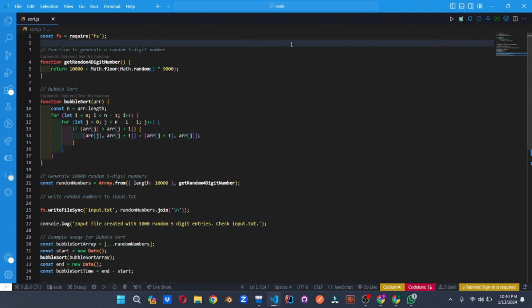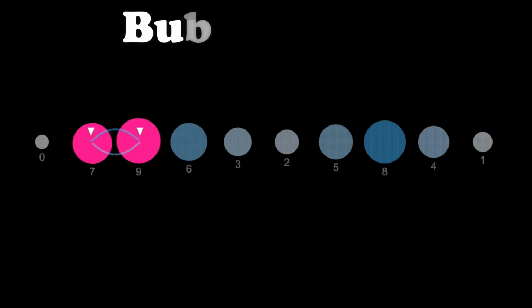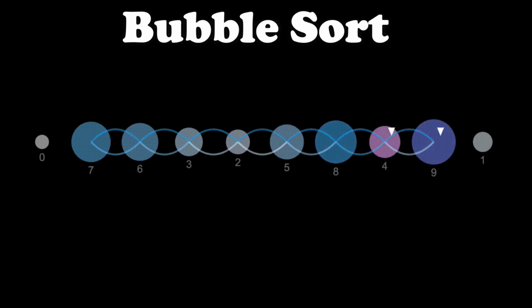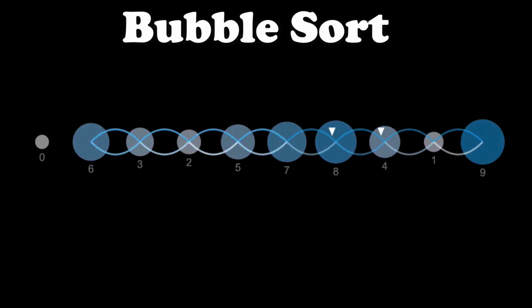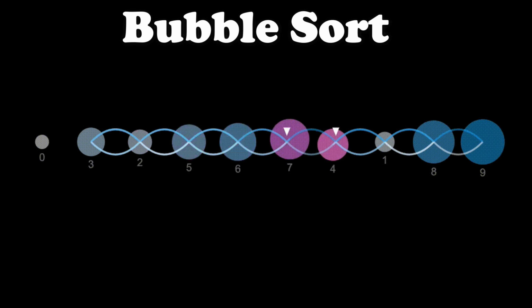Alright, so let's kick things off with the classic bubble sort. Bubble sort is simple, intuitive, but not always the most efficient. Imagine sorting a deck of cards by repeatedly swapping adjacent cards until they're all in order. Let me show you how it works in JavaScript.